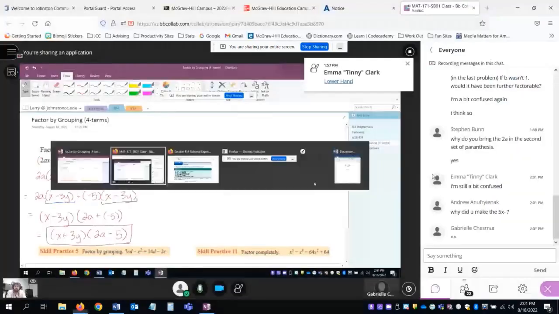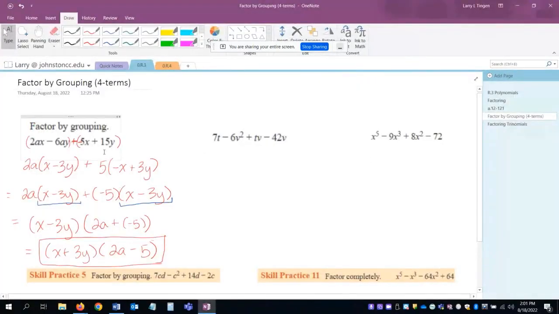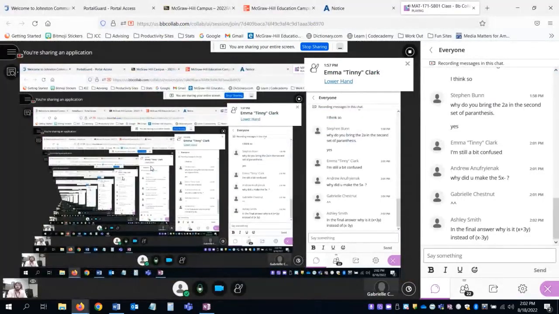Why did I make the 5x negative? Oh, so the reason I did that is if I leave this as a minus, it makes the factoring confusing. So I always change that third term to plus negative, and that way I don't mess up, because if I need to factor out a negative, it flips the sign in both terms past it.